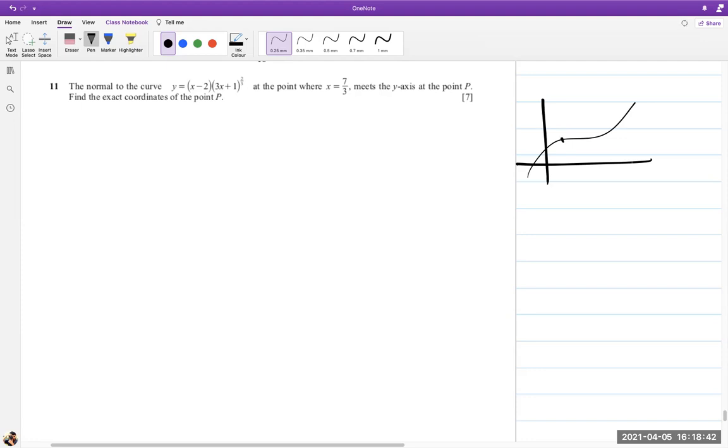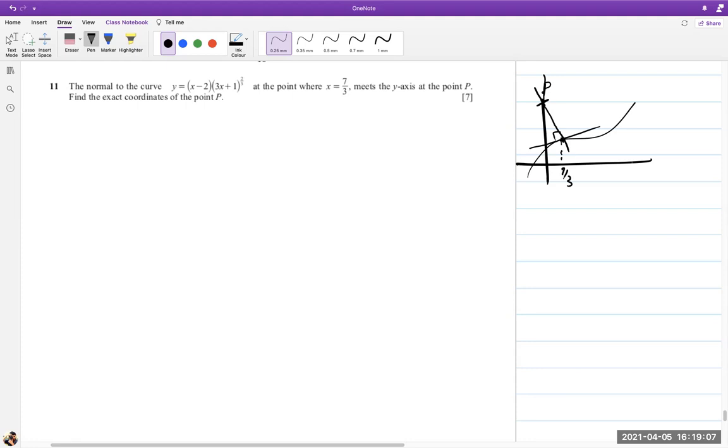Let's suppose this is the point. So there's a normal here that's going at 90 degrees. If this is a tangent, that's the normal. And it meets the y-axis over here. At this point, x is 7 by 3. But that normal goes on and cuts the y-axis at P. So this is the point P. So it's important to understand the statement and find the exact coordinates of point P.